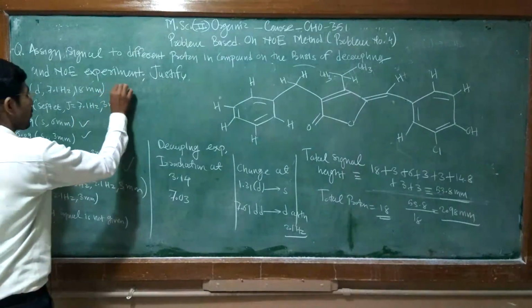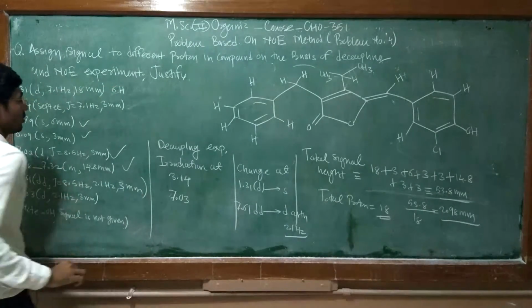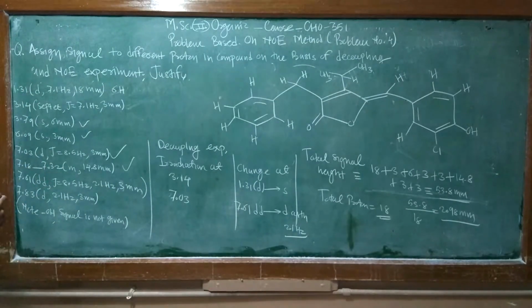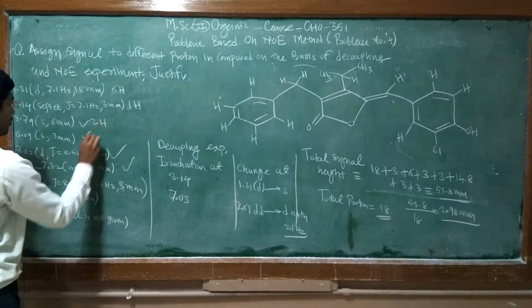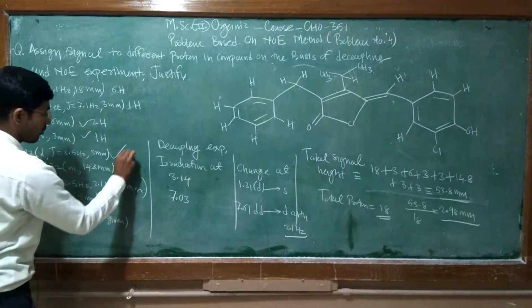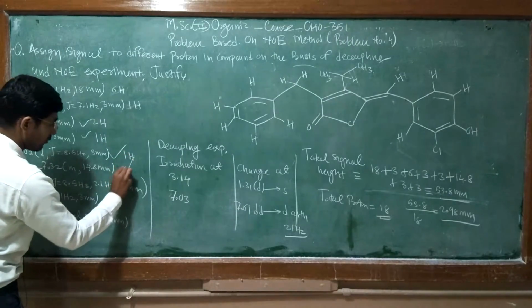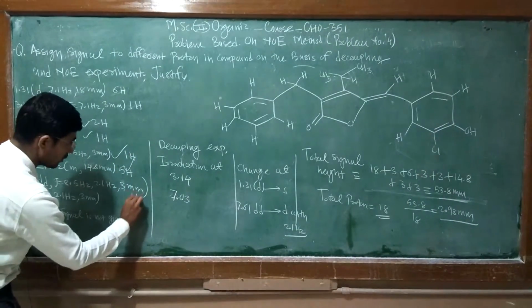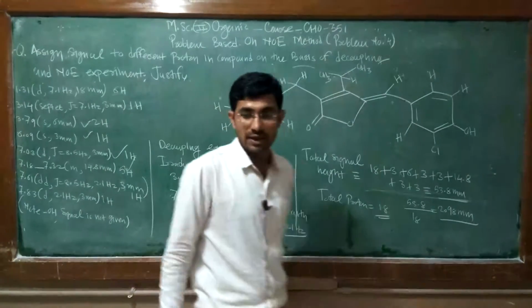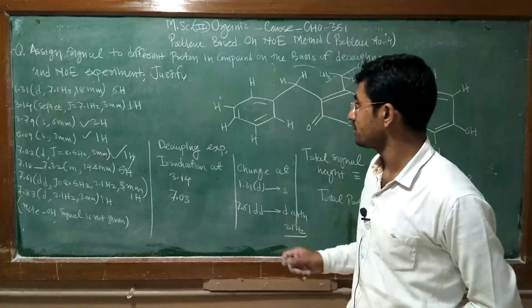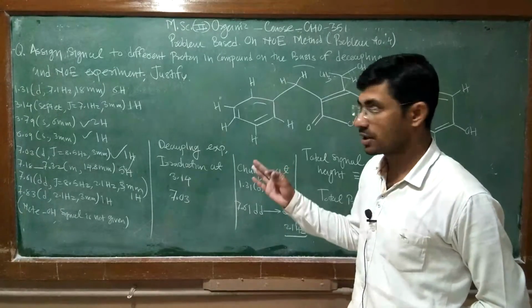So we observe these values. This is because of 1 proton, this is because of 2 protons, this is 1 proton, this is a 1 proton, this is a 5 proton signal, this is again a 1 proton signal, and this is a 1 proton signal. In this way we write here. After that we have to assign the values.